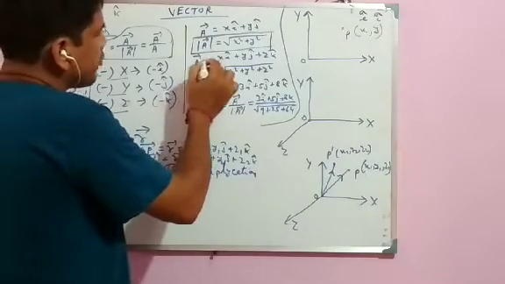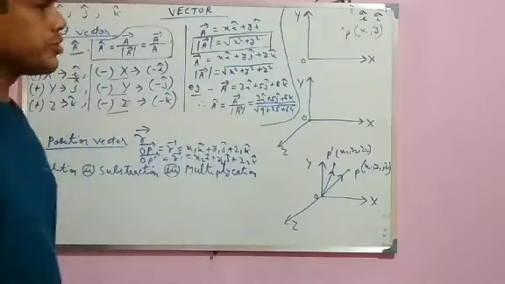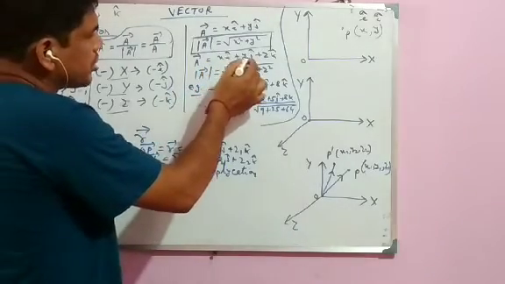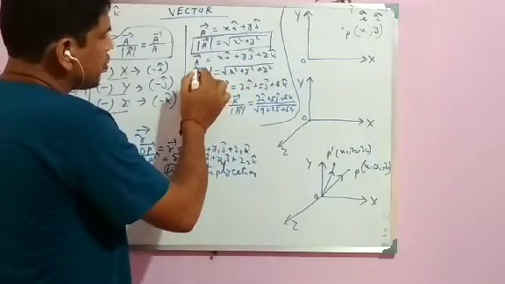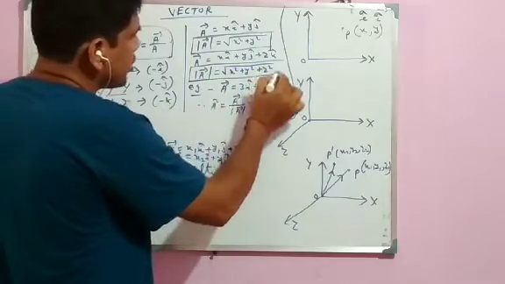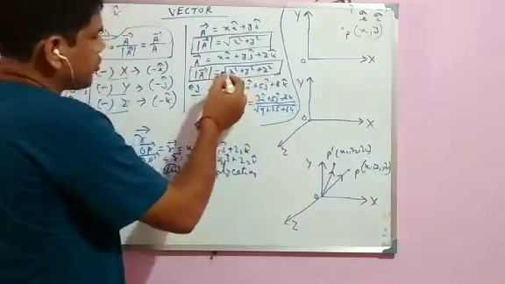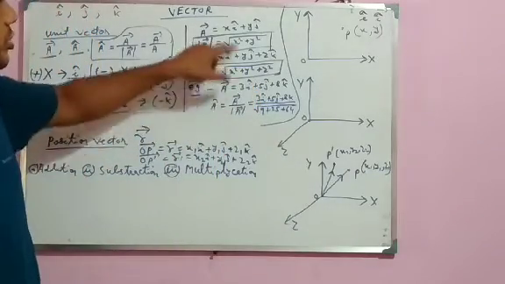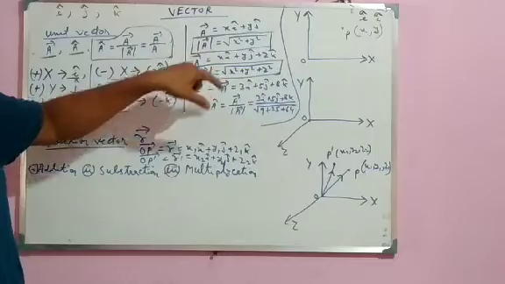Similarly, if a vector is represented in 3 dimensions, vector A equals x I hat plus y j hat plus z k hat. So mod A, or modulus of vector A, equals root under x square plus y square plus z square. These are the two formulas to find the modulus of any vector.